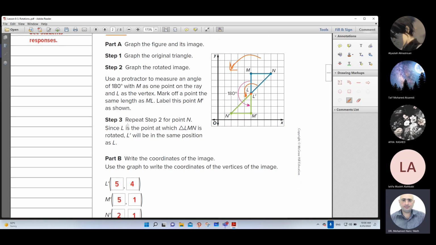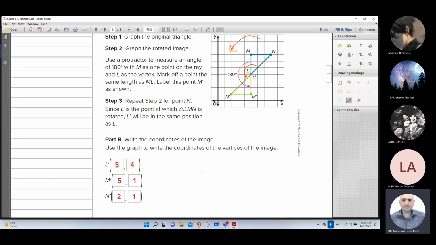Then the third step, repeat step 2 for point M. Since L is the point about which triangle LMN is rotated, L prime will be in the same position as L. The second part, part B: write the coordinates of the image. Use the graph to write the coordinates of the vertices of the image.